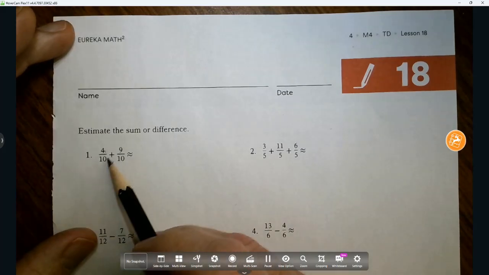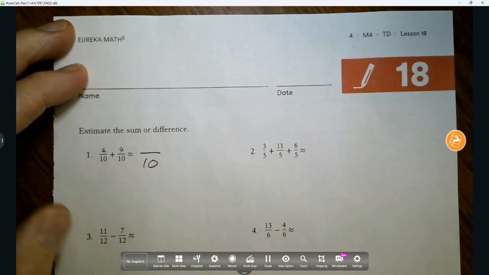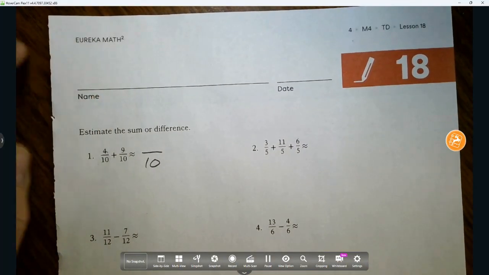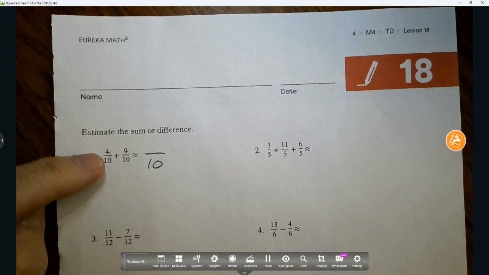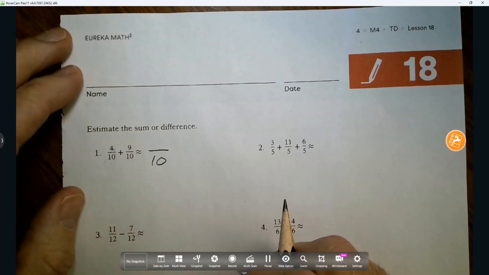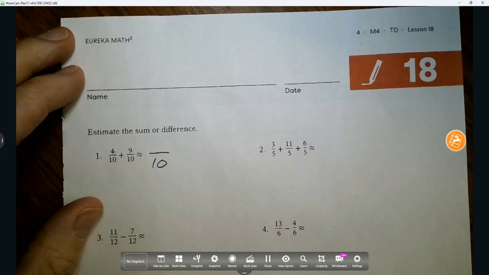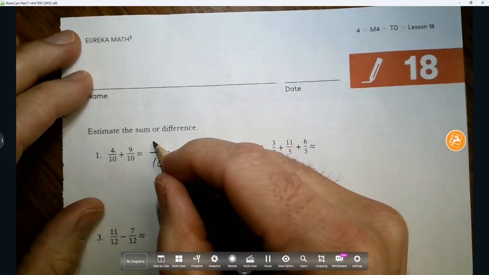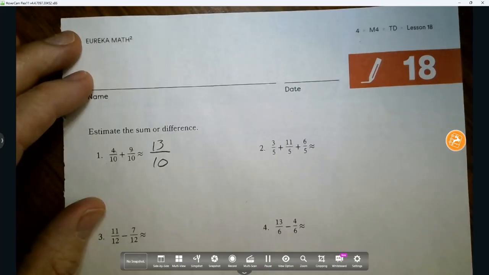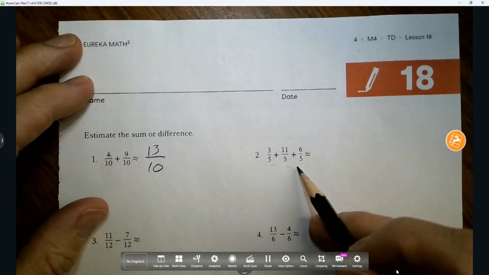So we have 4 tenths plus 9 tenths. We have tenths plus tenths, so it's going to give us tenths. Now you're just adding 4 plus 9. You could round this, but I'm kind of explaining it my way. So 4 tenths plus 9 tenths equals how many tenths? We had 9 and then add 4. What do you get? You get 13. 13 tenths.